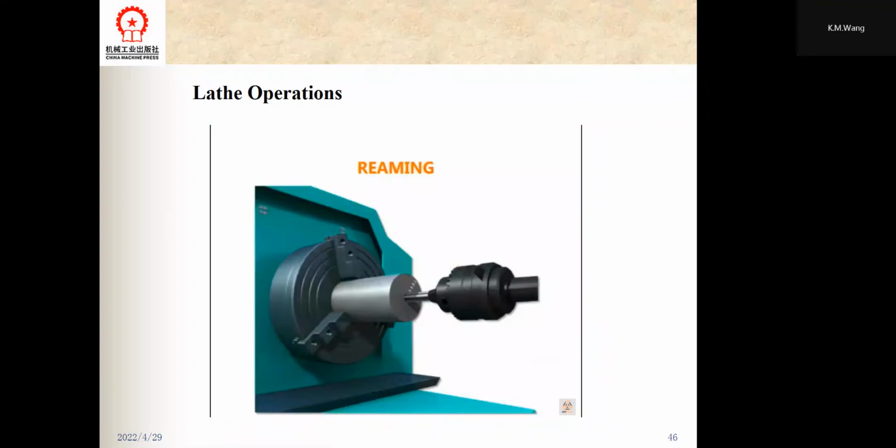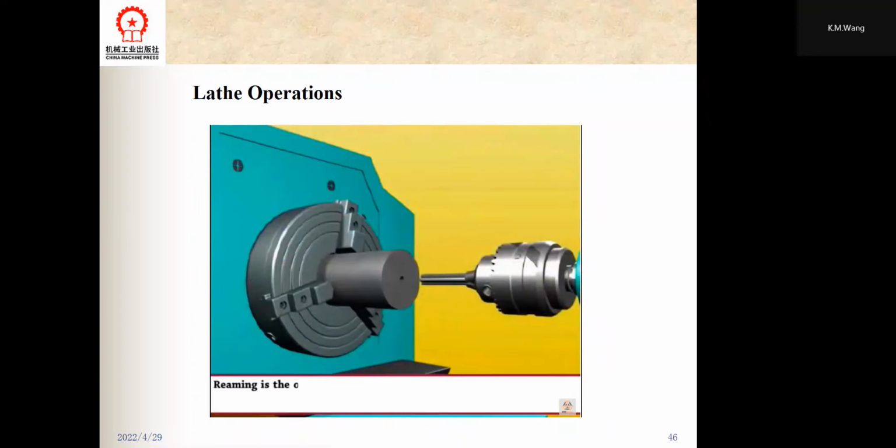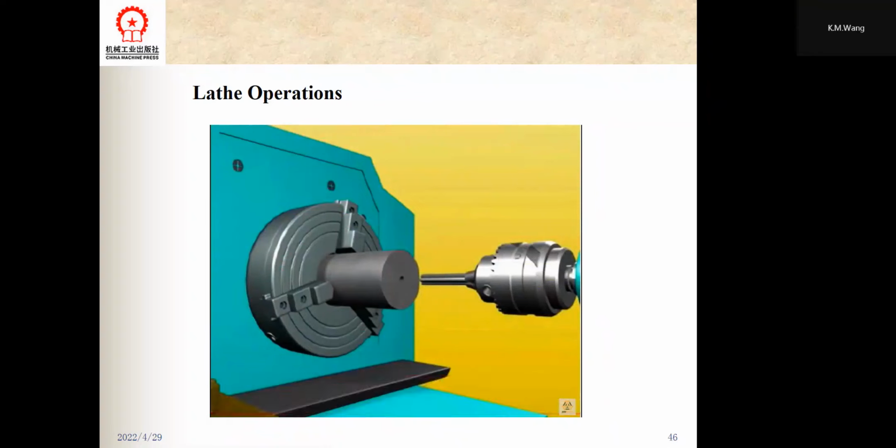Reaming. In this video, we are going to see about reaming. Reaming is the operation of finishing and sizing a hole which has been previously drilled or bored. Consider a workpiece held in lathe. The tool used is called reamer, which has multiple cutting edges.